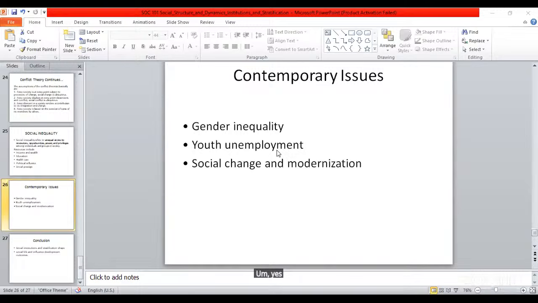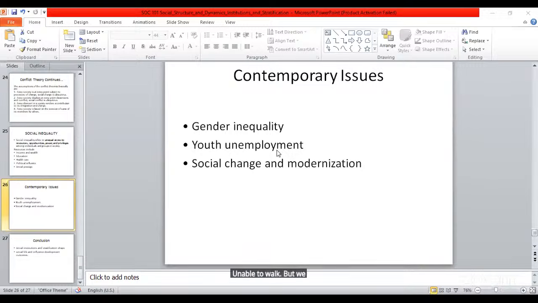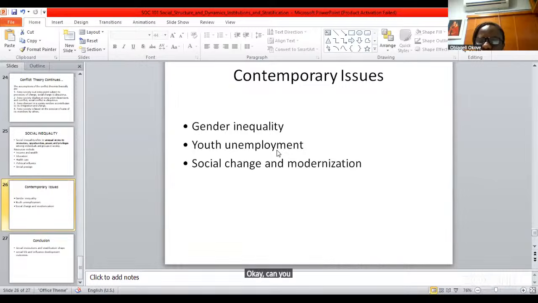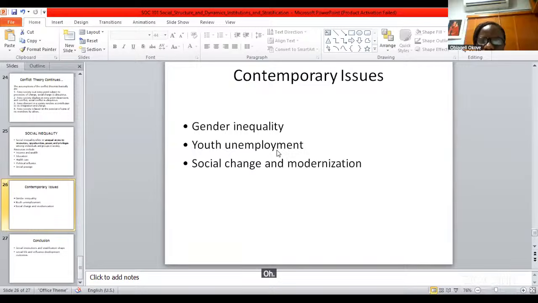Yes, youth unemployment is a serious problem in our country. Many young people are willing and able to work, but we don't have enough jobs in our country. Okay. Can you connect it with what we have discussed so far? How has social stratification contributed to this? Lack of job opportunities, a poor education system, and also we have poor economic growth. Youth unemployment and social stratification.